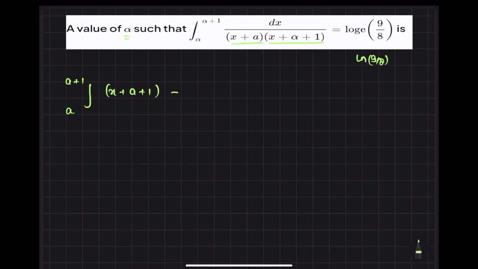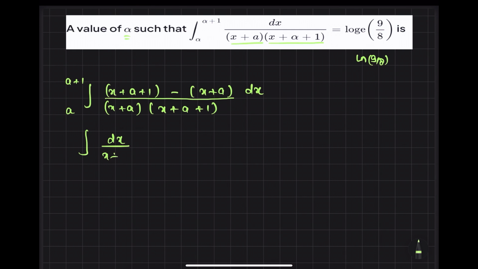So big minus small. If we write this thing, do you think it will create any problem for the numerator? No, because if you simplify the numerator, you will get 1 in place of the numerator, which was 1. So it is totally fine. Now we can break down this question into two questions, and we will get dx by x plus a minus dx by x plus a plus 1.